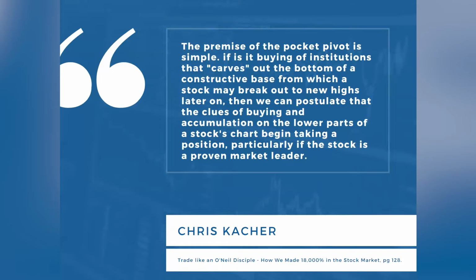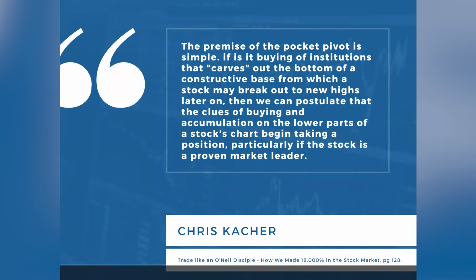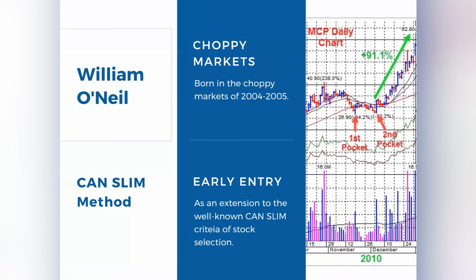The first one comes from Chris Kacher. He says, "The premise of the pocket pivot is simple. If it is buying of institution that carves out the bottom of a constructive base from which a stock may break out to new highs later on, then we can postulate that the clues of buying and accumulation on the lower parts of a stock's chart begin taking a position, particularly if the stock is proven to be a market leader." Now this is from page 128 of the book that we just looked at before, and what we're going to do is work into some examples.